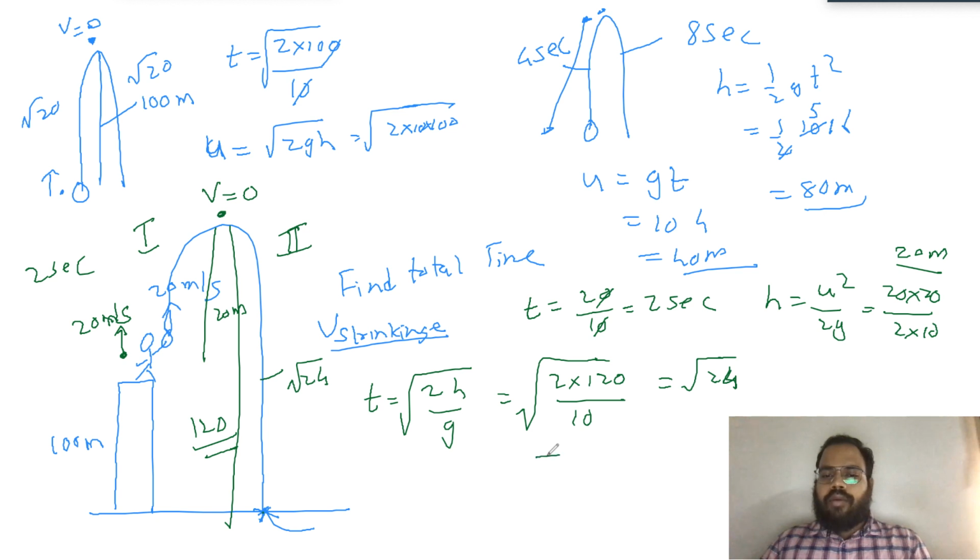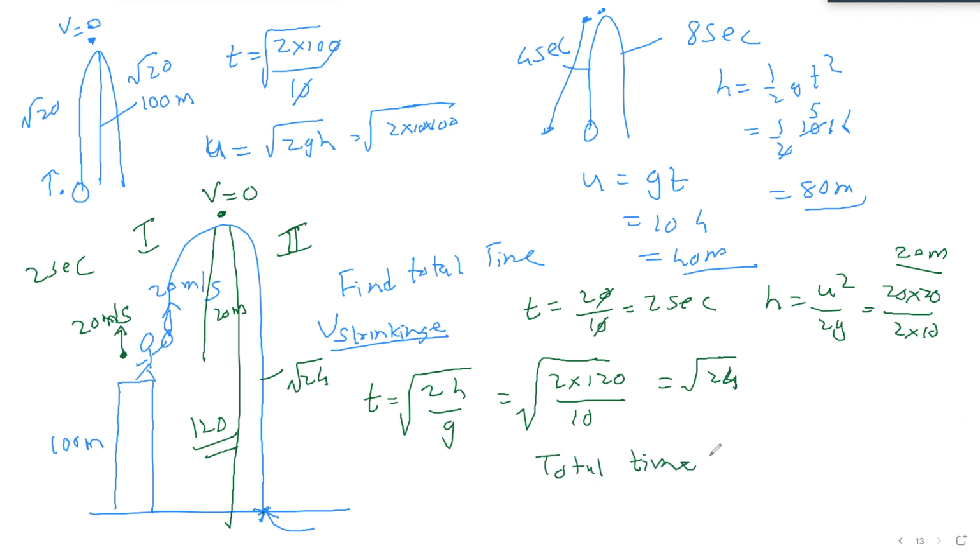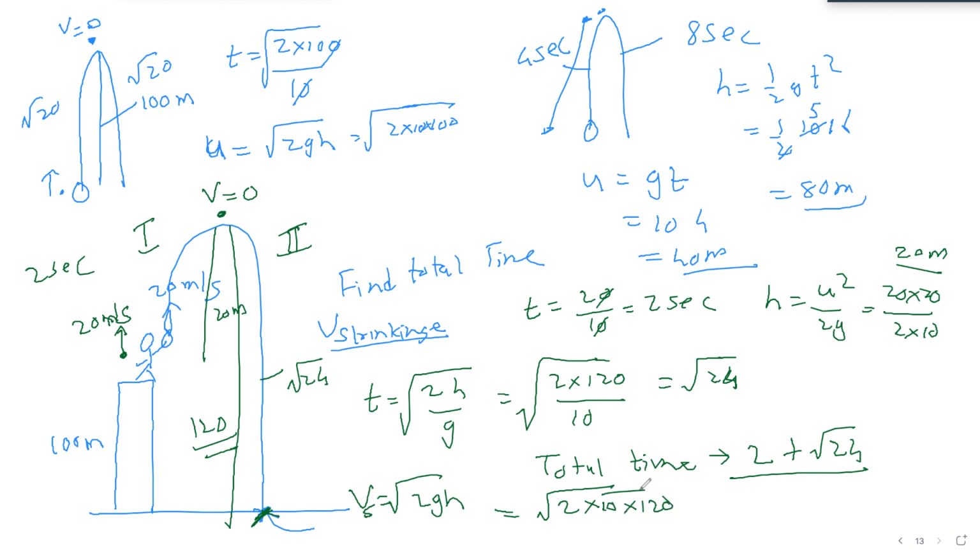So my total time will be time in the first part plus time in the second part, that is 2 seconds plus root 24 seconds. This is my total time. Again I have to find the striking velocity. If total height is known, my velocity is root 2gh. So it will be root of 2 into 10 into 120. So my velocity will be root 2400.